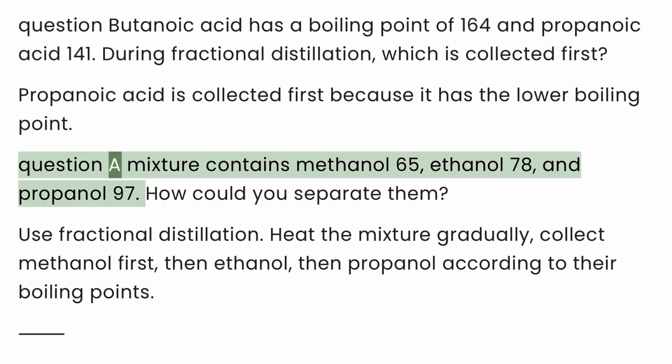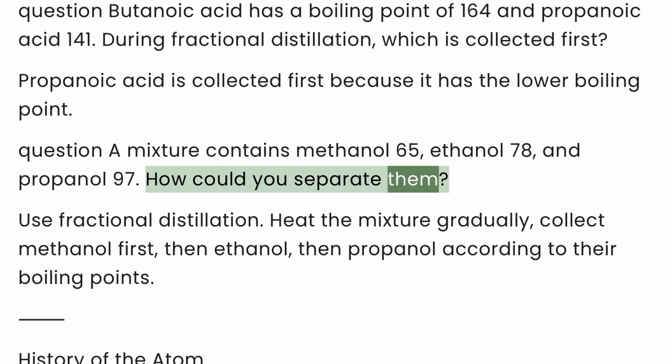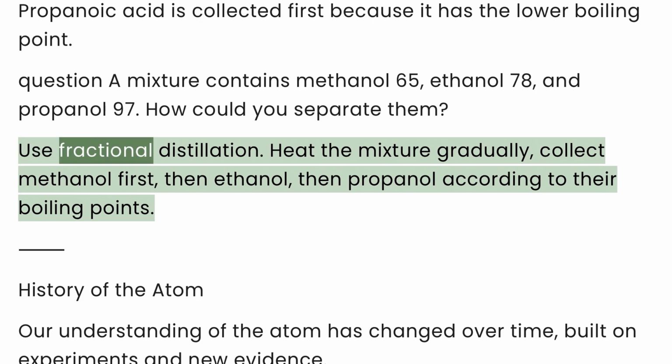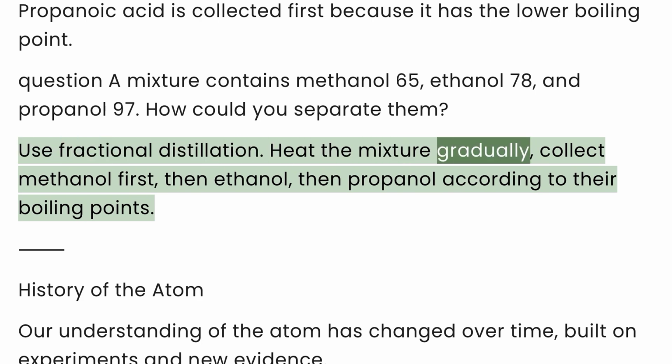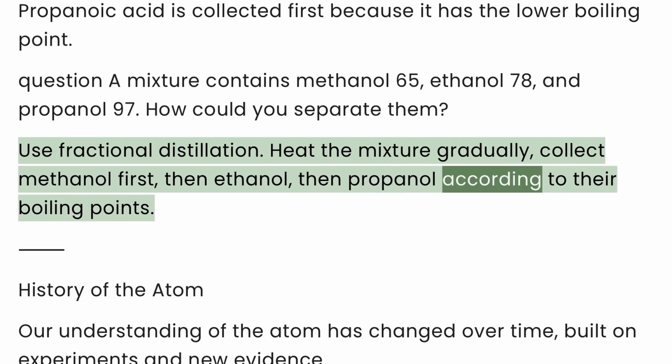Question. A mixture contains methanol 65, ethanol 78, and propanol 97. How could you separate them? Use fractional distillation. Heat the mixture gradually. Collect methanol first, then ethanol, then propanol according to their boiling points.